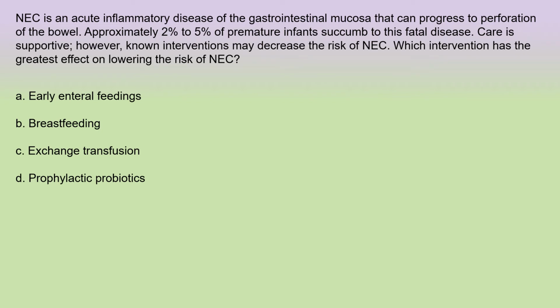NEC is an acute inflammatory disease of the gastrointestinal mucosa that can progress to perforation of the bowel. Approximately 2% to 5% of premature infants succumb to this fatal disease. Care is supportive. However, known interventions may decrease the risk of NEC. Which intervention has the greatest effect on lowering the risk of NEC? A. Early enteral feedings. B. Breastfeeding. C. Exchange transfusion. D. Prophylactic probiotics.